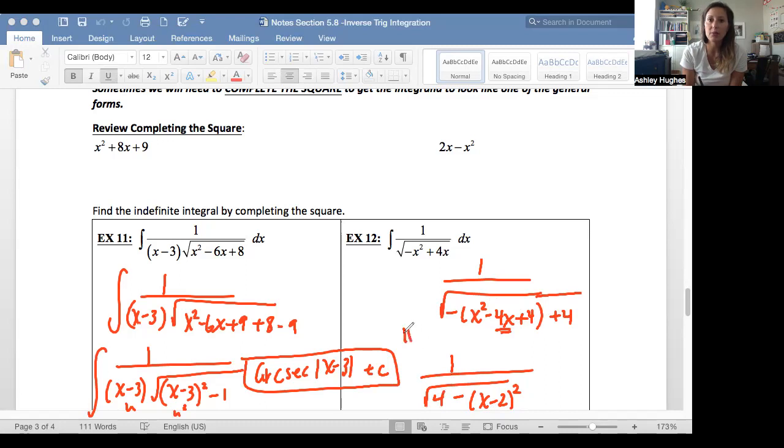So now I have my number minus my variable, which means arcsine. Your u is x minus 2, so your du is just 1. Your a squared is 4, so that means a is 2. So your answer to this is going to be arcsine u over a plus c.